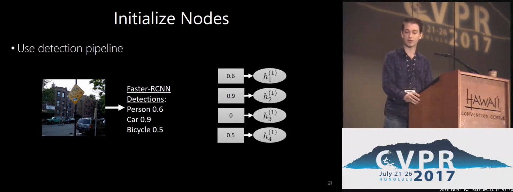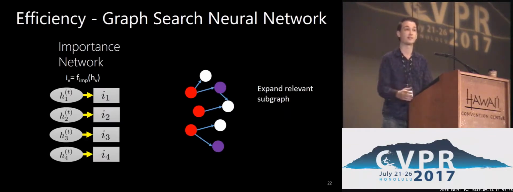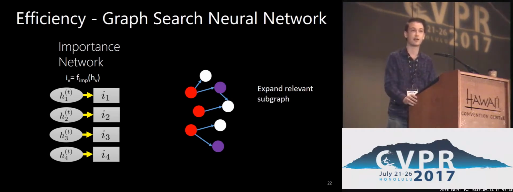As we mentioned, efficiency is a really important consideration for our problem. The regular GGNN update is actually intractable for large graphs, so we introduce a novel way of expanding the relevant subgraph. We do this by predicting how important every node might be to the final classification, and we train this network jointly with the rest of our system.